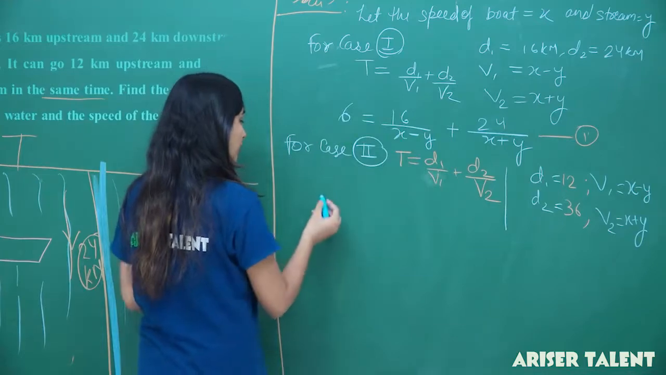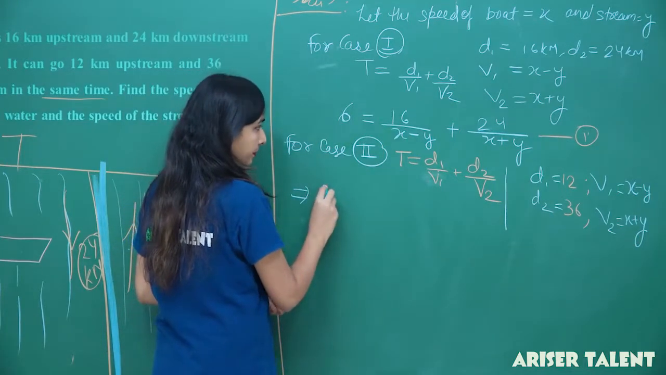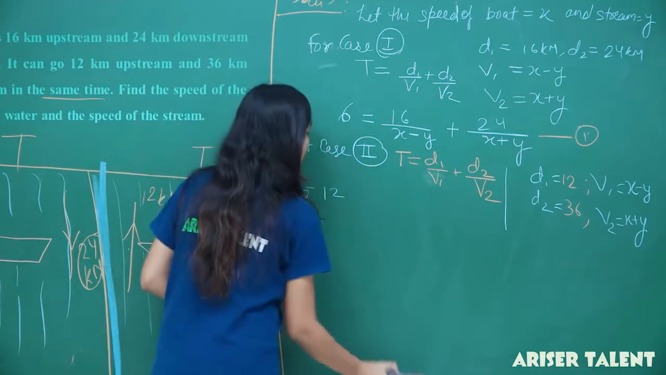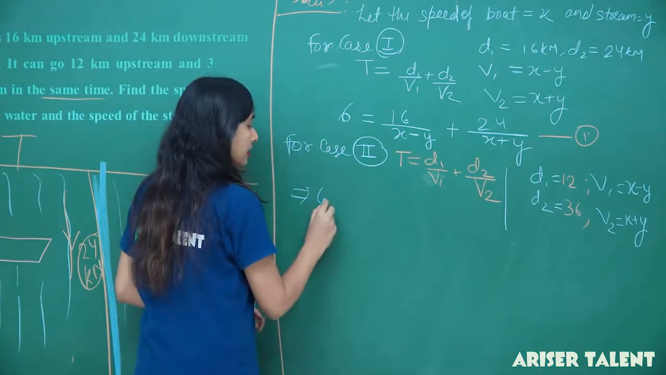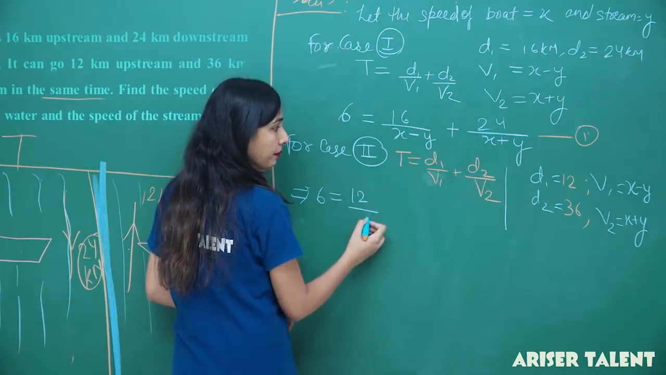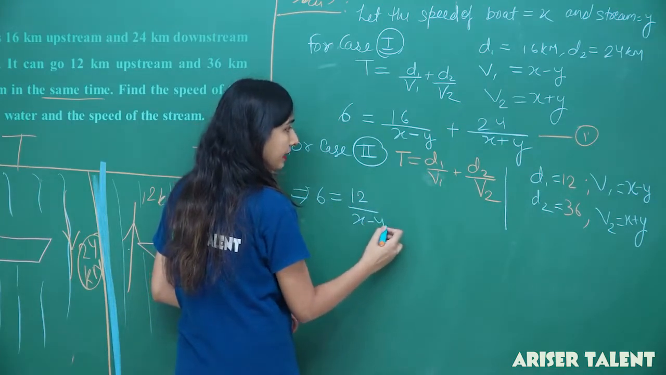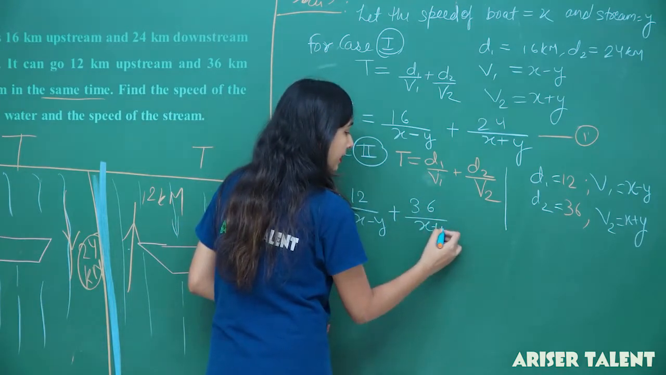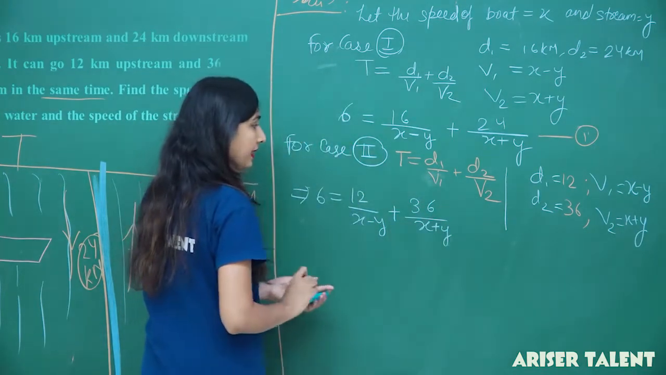So can I put the values here? That will become 6, that is t, must be equal to 12 by x minus y plus 36 by x plus y. This is my equation 2.